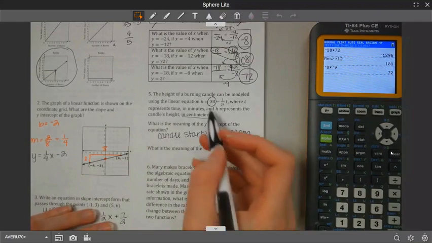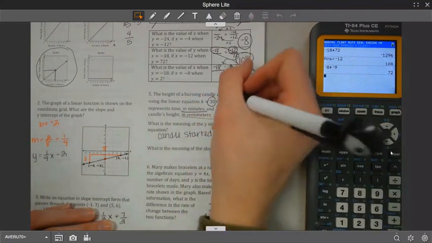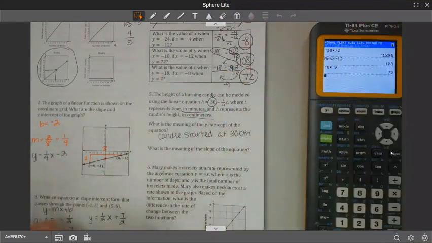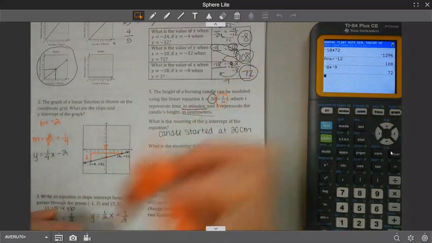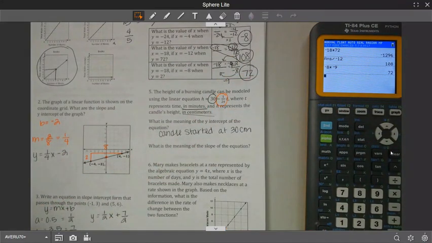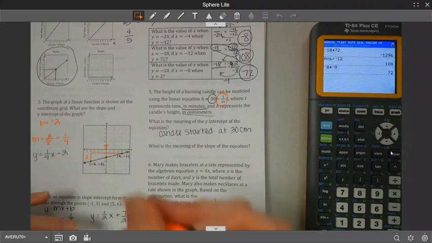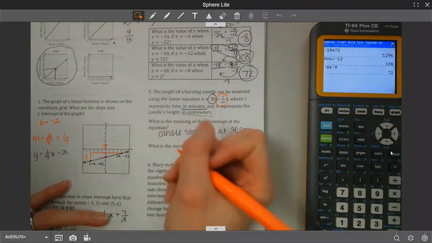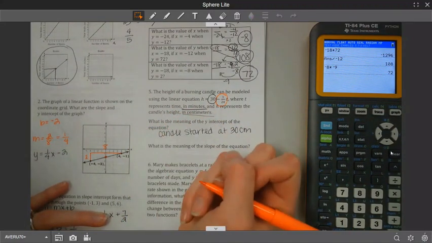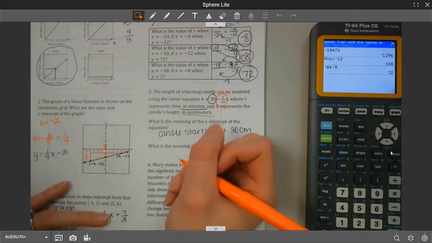And it says t represents time in minutes. And our rate here is negative 1/24. Because it's burning, it's going down. So what is the meaning of the slope in the equation? Well, it's going down 1 centimeter for every 24 minutes.